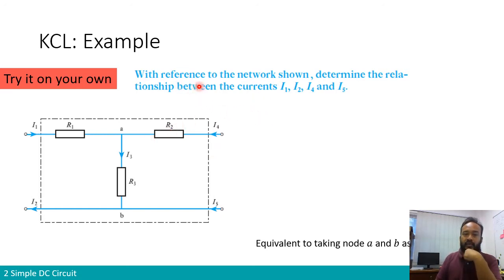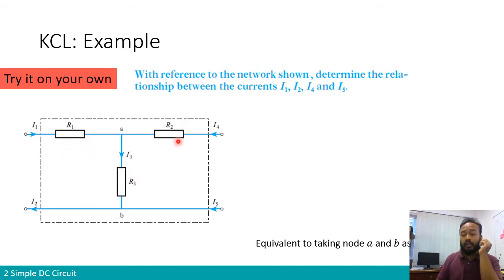It asks here, with reference to the network shown, determine the relationship between currents I1, I2, I4, and I5. Can we write an equation relating I1, I2, I4, and I5? If we only have the four points outside but we don't know what is in the middle, of course we won't be able to write anything, because we don't know what happened in the middle.